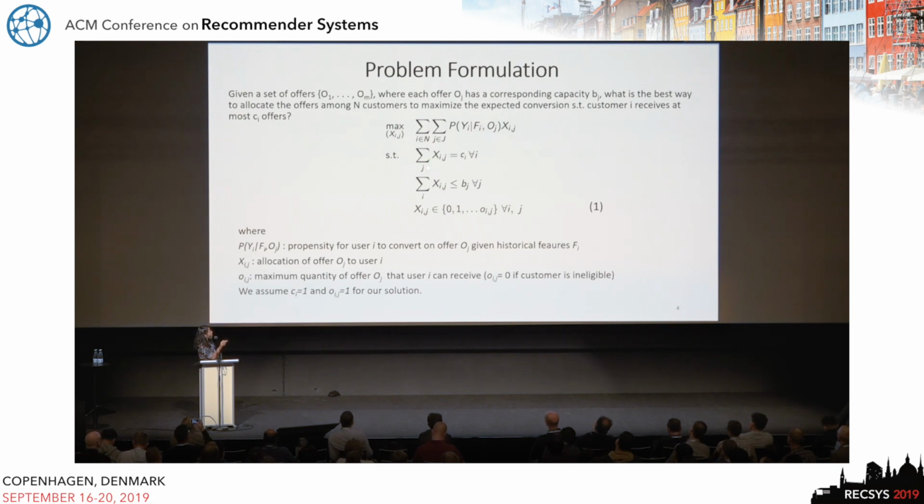Across all offers, a customer can get a maximum of c_i, which is the customer capacity. Across all customers, the sum for an offer o_j has to be less than or equal to b_j, which is the budget for that offer. And x_ij, which is the assignment of offer j to customer i, is strictly integral in our case and can be 0, 1, up to o_ij, where o_ij is the maximum number of offers o_j that a customer i can get.